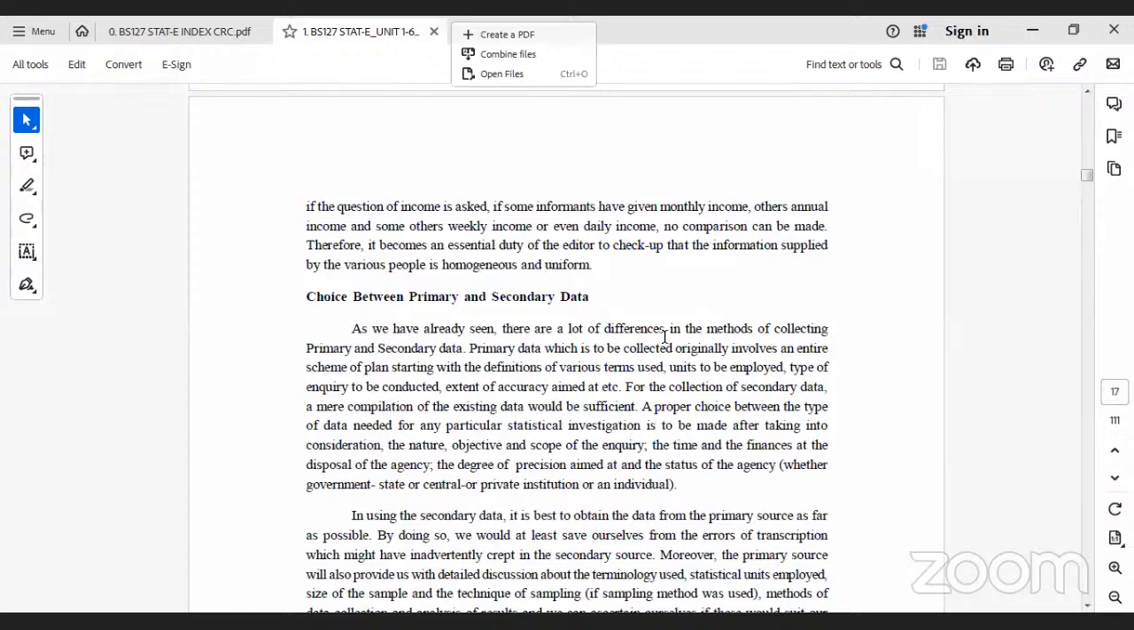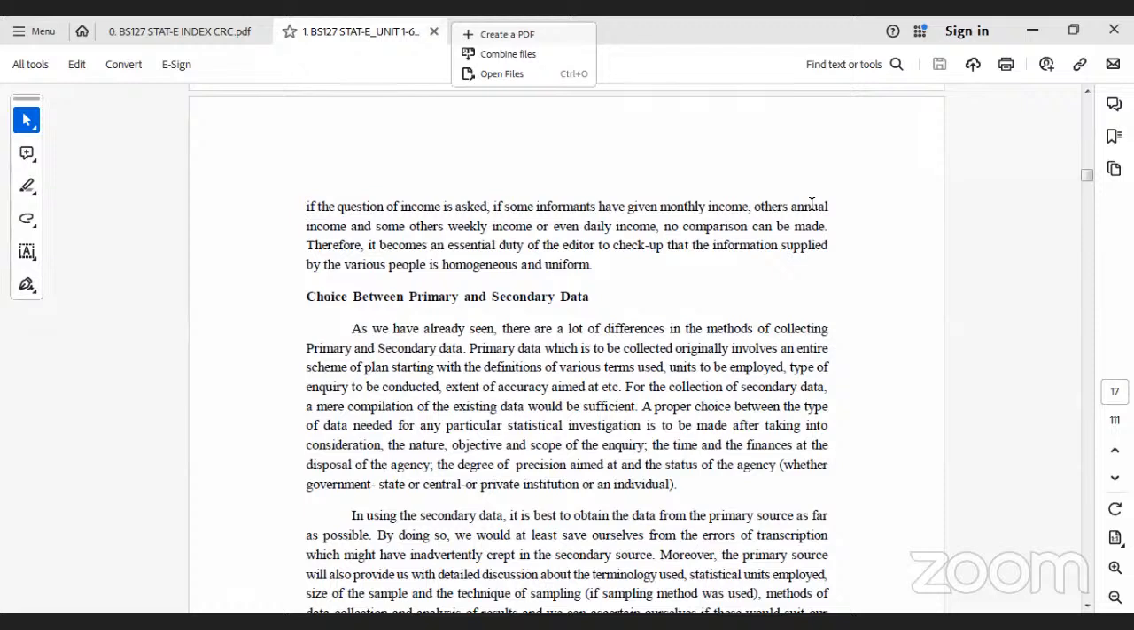Hello? Yes, sir. What is the choice between primary and secondary data? As already seen, there are a lot of differences in the methods of collecting primary and secondary data. Primary data is collected face to face or directly. It involves the entire scheme of planning, the definitions of various terms, the units used, the type of inquiry, and the degree of accuracy aimed at. For the collection of secondary data, a mere compilation of the existing data would be sufficient.